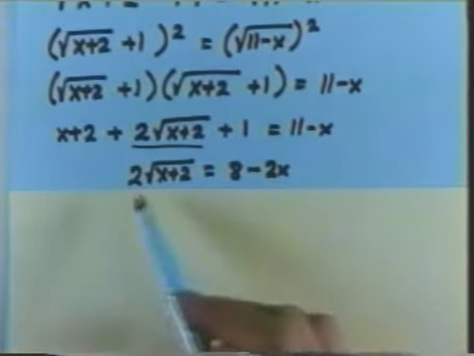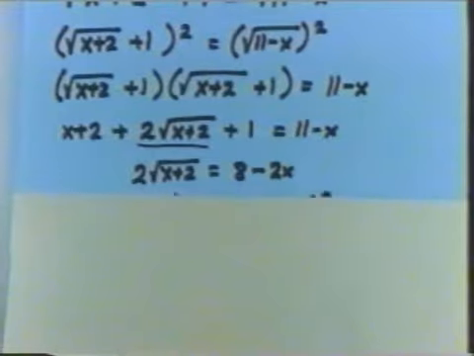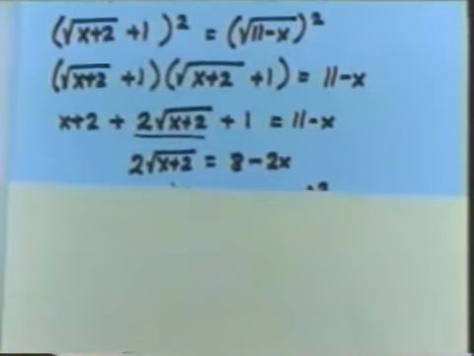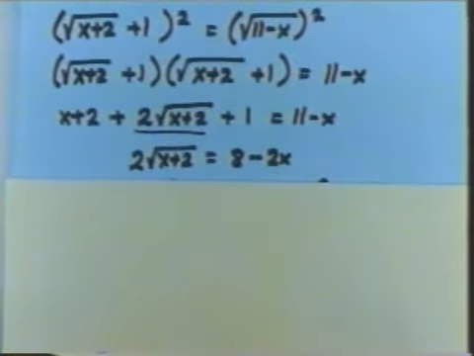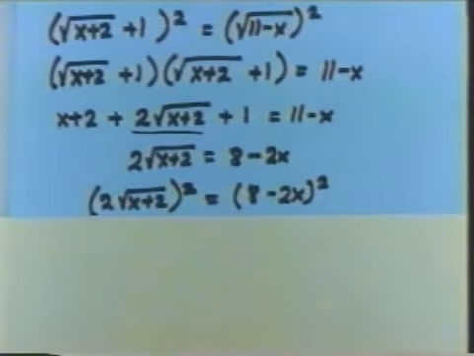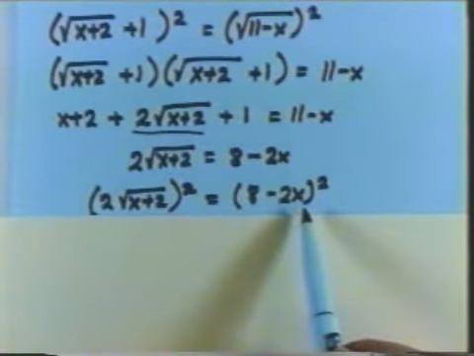We now have one radical term isolated on the left-hand side. We can now square both sides. Let's square both sides. And notice that on the right we must use the FOIL method.